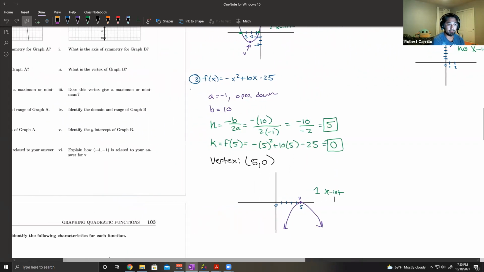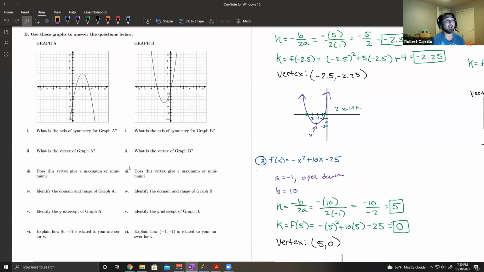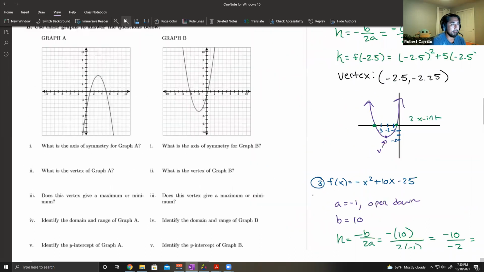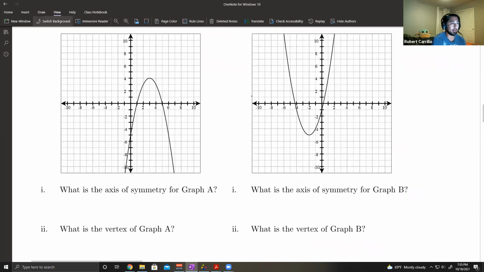So there's that. Okay. So now we are given the graph of a parabola and we have to answer the questions below. All right. So for graph A, I guess we'll just focus on graph A. So all of these questions for graph A right now. Okay. It says, what is the axis of symmetry for the graph of A? So let me zoom in. There we go.